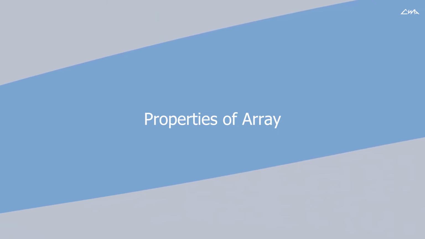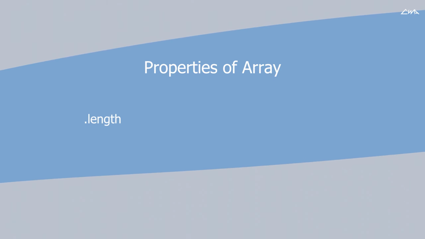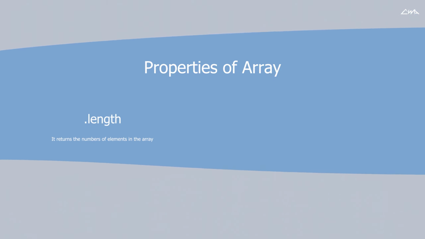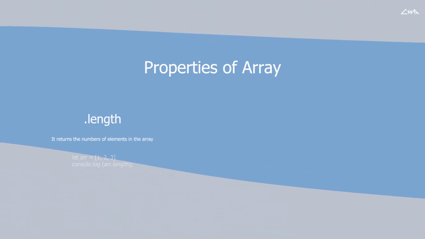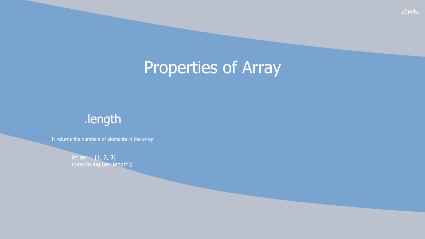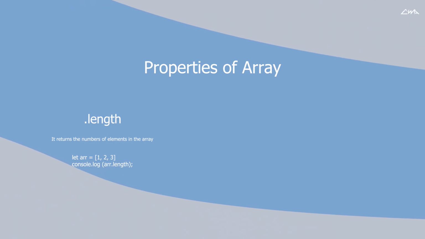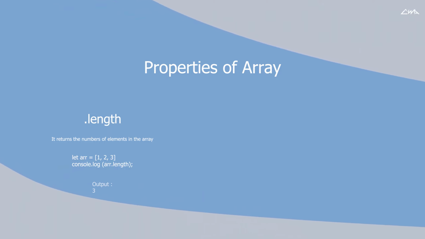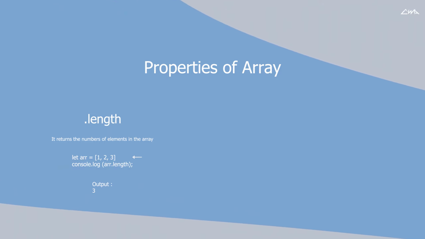Now let's move to the properties of array. There are three properties of array. First one being .length. It returns the number of elements in the array. For example, let arr = [1, 2, 3], console.log(arr.length). The output will be 3 because there are 3 values in the variable arr.